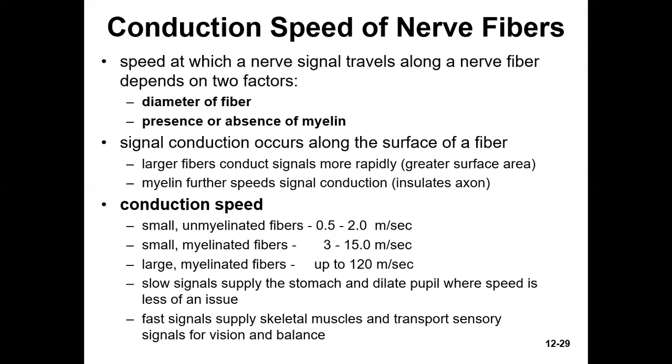So if you understand how this stuff may work, slower signals will supply the stomach and dilate the pupil where speed is less of an issue. We will have it set up for faster signals to supply skeletal muscles and transport sensory signals for vision and balance.